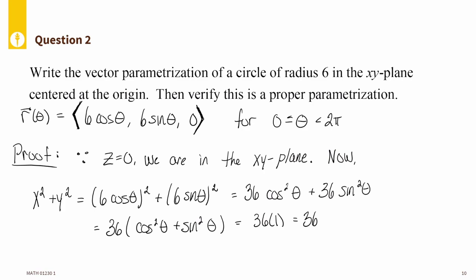x squared plus y squared equals 36. Is that what we should get? Yes. That would be the relation for a circle centered at the origin of radius 6. So the proof is complete.